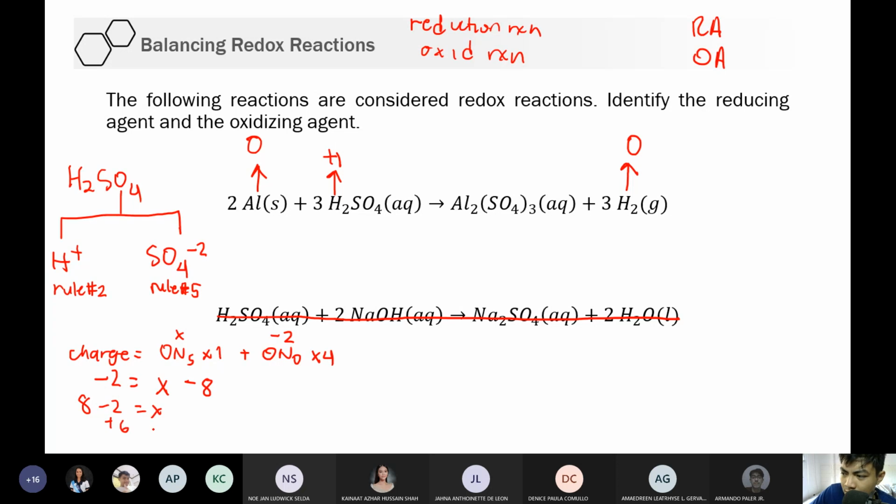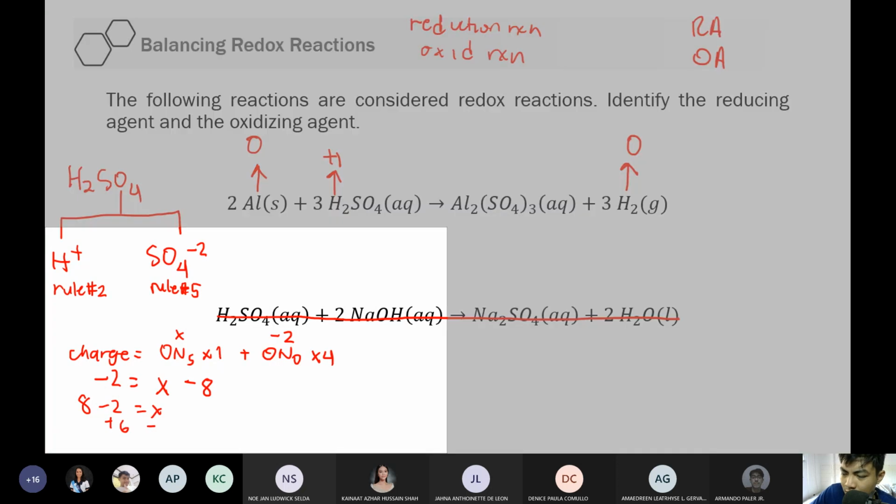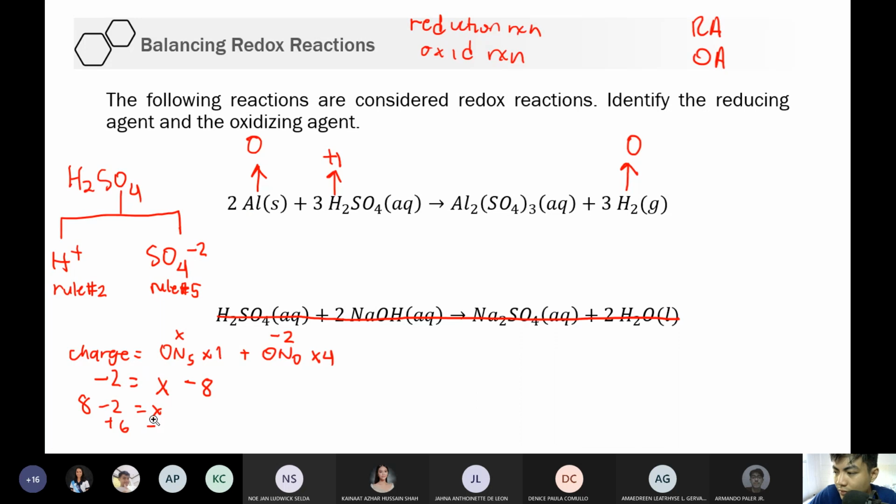X. Positive 6 equals X. So, meaning, sulfur is positive 6, oxygen is negative 2. So, that's how you find the oxidation numbers of your elements.